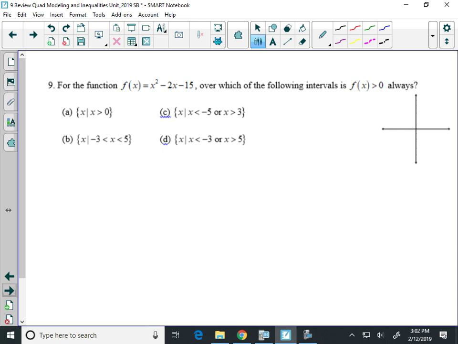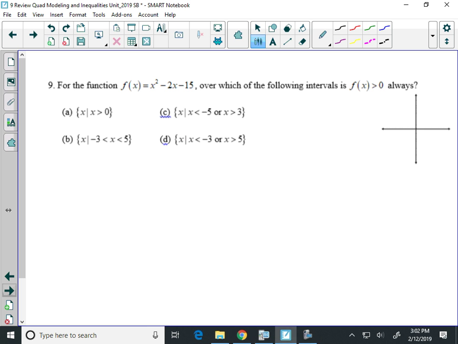Number 9 here. For the function x squared minus 2x minus 15, what interval is f of x greater than 0 always? So this is a quadratic inequality. This is similar to the second quiz you did this unit.